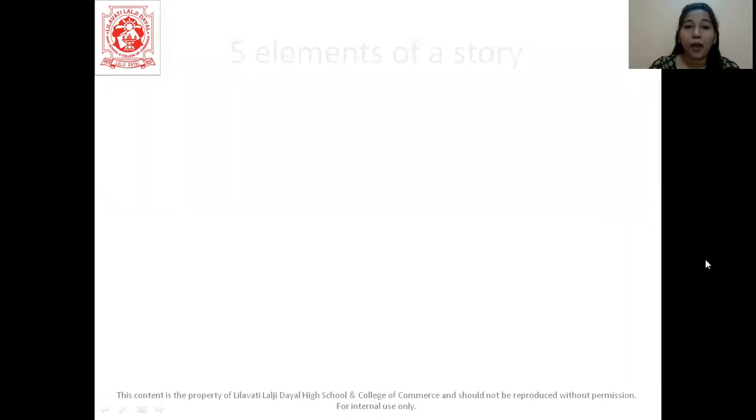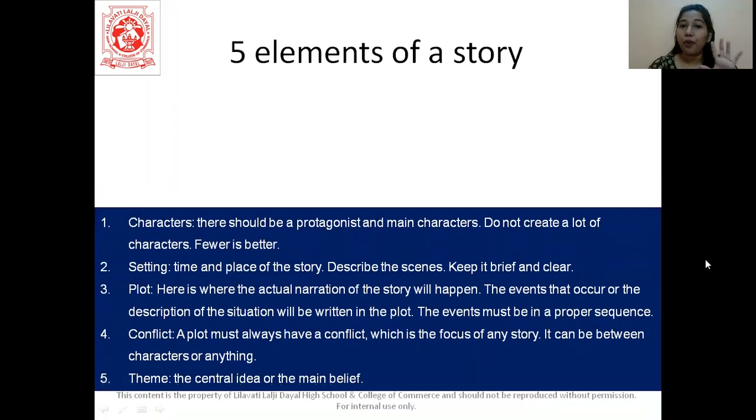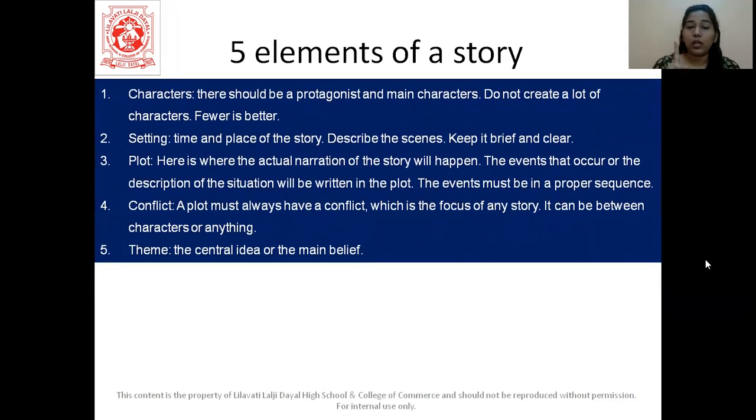Let us see what points we have to keep in mind. So there are 5 elements of a story. The first thing you have to remember is your characters. So there should be a protagonist, and the other main characters. So protagonist is basically your hero or the heroine, the main character of the story. Remember, students, do not create a lot of characters. The more characters you write, the more complicated your story can get. So the fewer is better. Have limited characters in your story because do not forget your story only carries 5 marks. So if you try to build up more characters, it will take up a lot of time also.